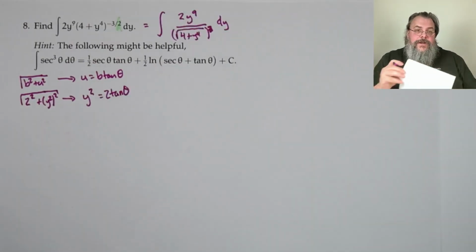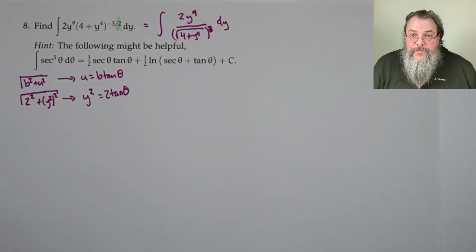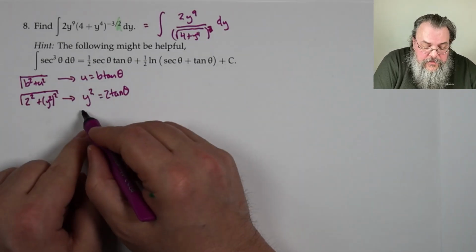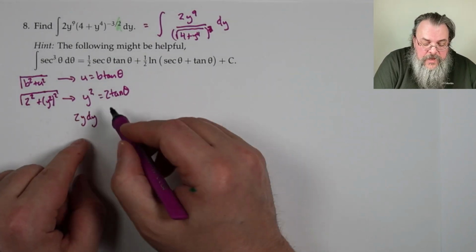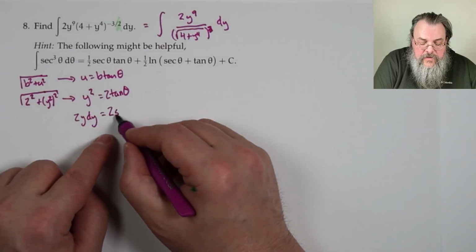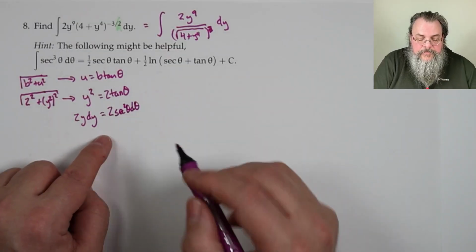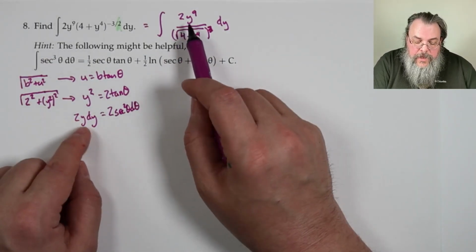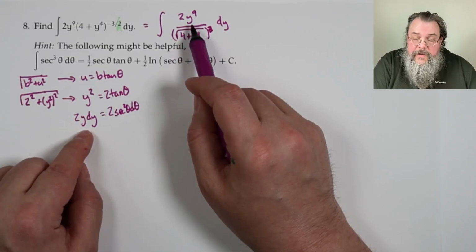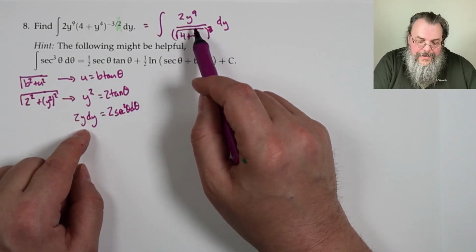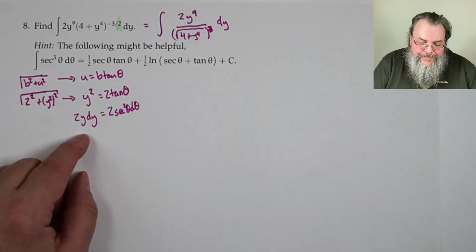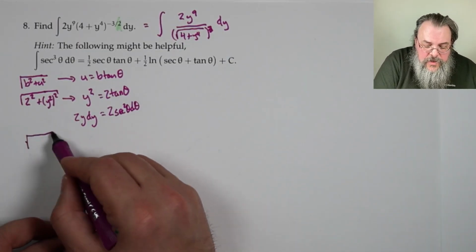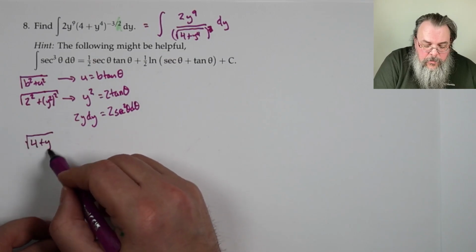All right, let's now go through and see what this tells us. What's going to happen? Well, take derivatives. 2y dy is equal to 2 times the derivative of tangent, secant squared theta d theta. So that's something we'll need to deal with. Now, the good news is we have a 2. We actually have a bunch of y's upstairs, not just one y. We have 9 y's, but we'll get to that in a second. And okay, what about this square root of 4 plus y to the 4th?